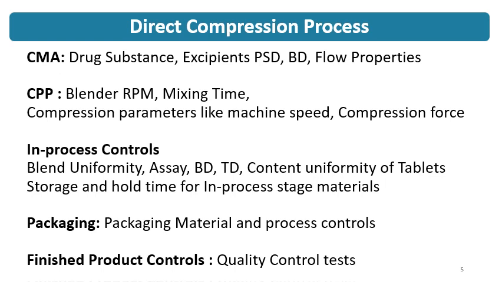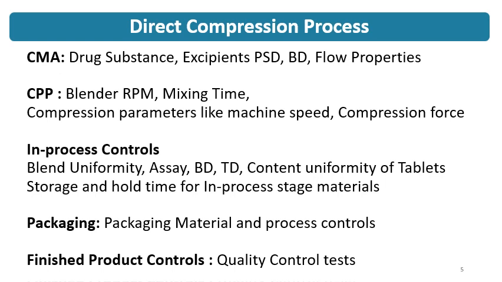So for mixing and blending, the critical process parameters like blender RPM, that is blender speed, and the mixing time are very important. Similarly for compression, the machine speed and the compression force are the critical process parameters. Then there are in-process controls required for the direct compression process or dry mixing and capsule filling process.